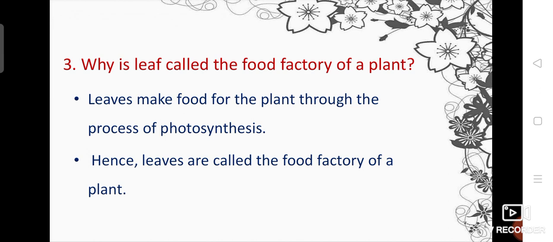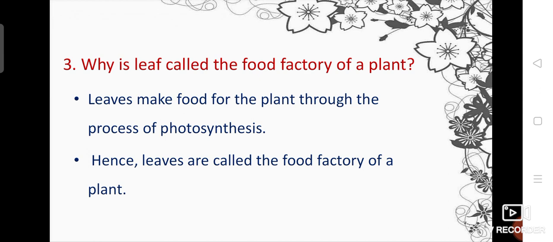Next question, why is leaf called the food factory of a plant? What do you mean by food factory? Factory means what they will do? They will produce something, isn't it? Food factory means they will produce food. In our home, where is your mom preparing food? In the kitchen. Likewise, leaves are also preparing the food for all the parts of the plant.